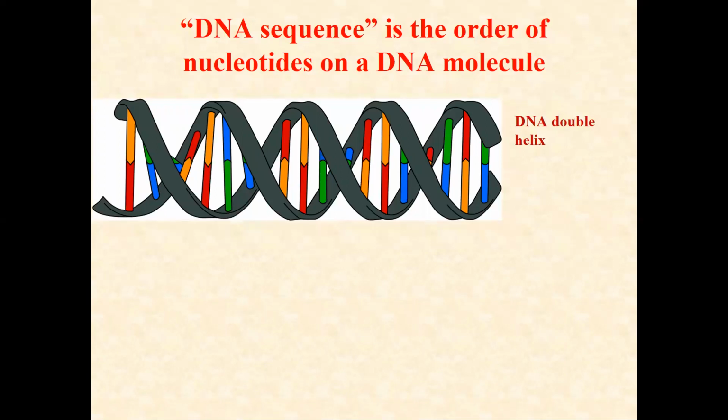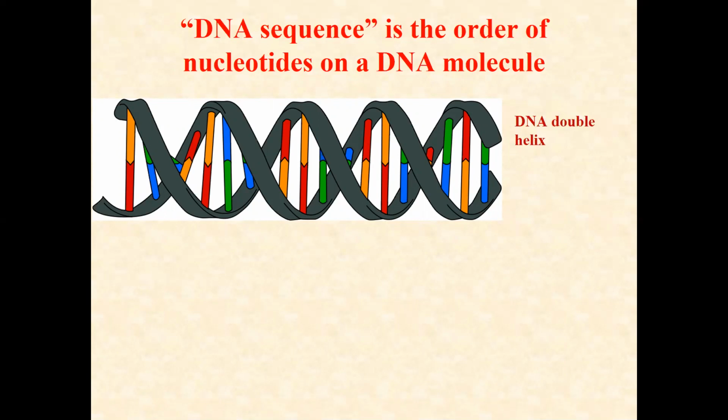So DNA sequence is the order of nucleotides of a DNA molecule. When we look at the double helix, we only need to know the sequence of one of the molecules. So why is this? That's because nucleotide pairing follows strict rules. We can always figure out the sequence of the complementary DNA molecule.